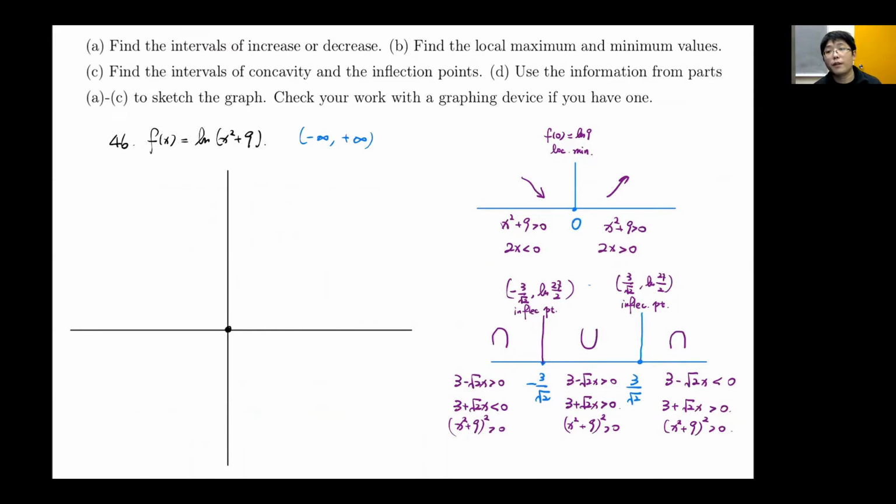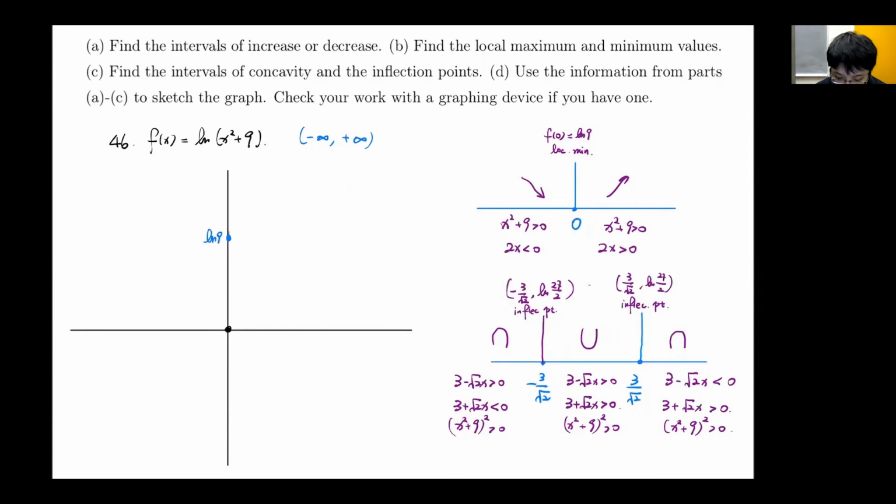Okay, natural log of 9, I think it's going to be slightly larger than 2, because e squared is going to be less than 9, but e to the third power is definitely going to be greater than 9. So I know that this is going to be slightly greater than 2. So let me say that this is going to be natural log of 9.